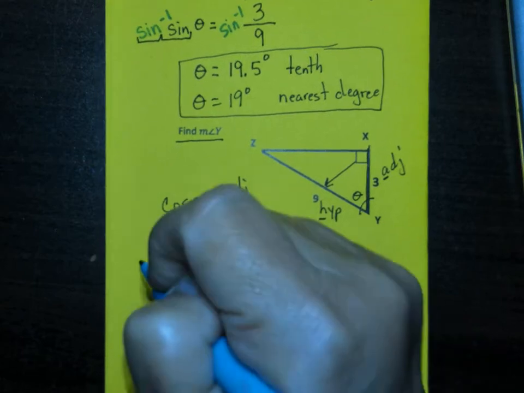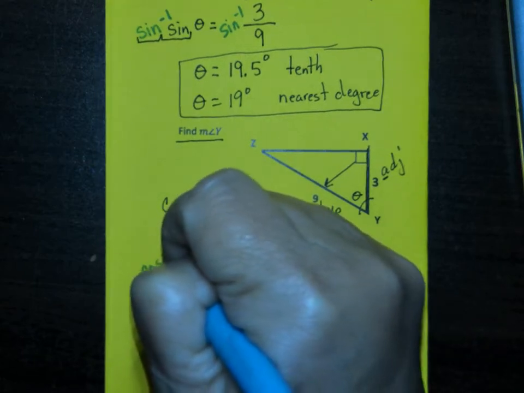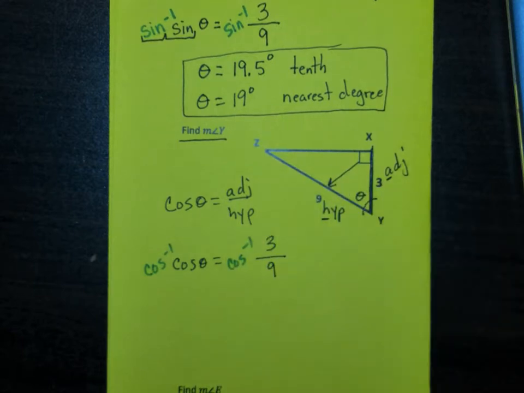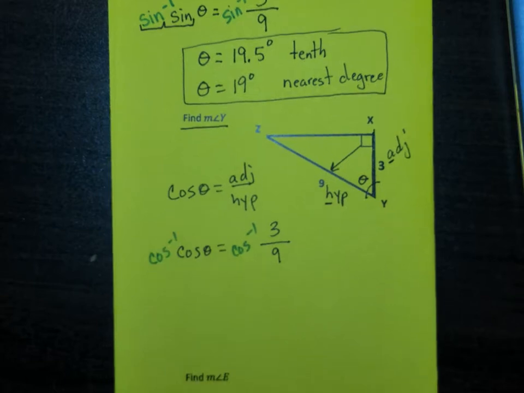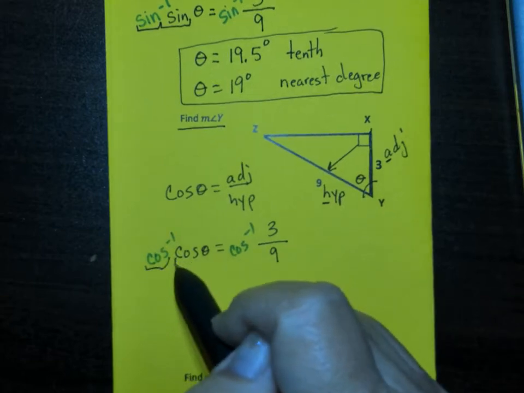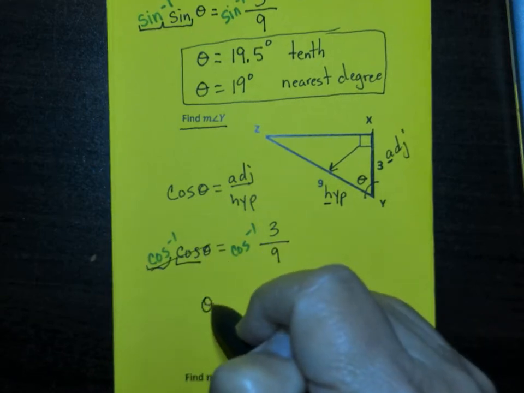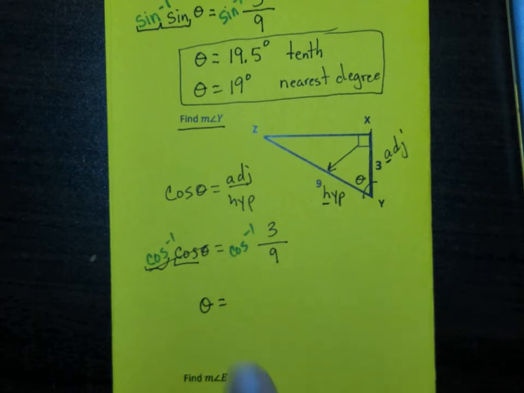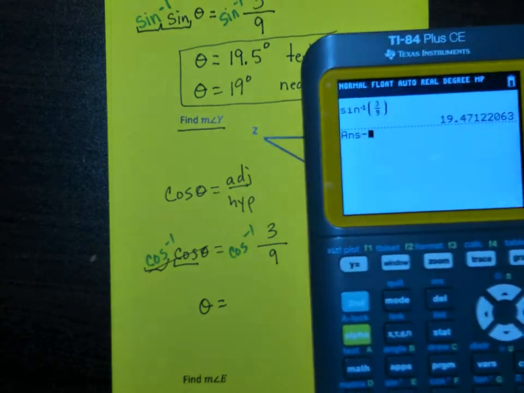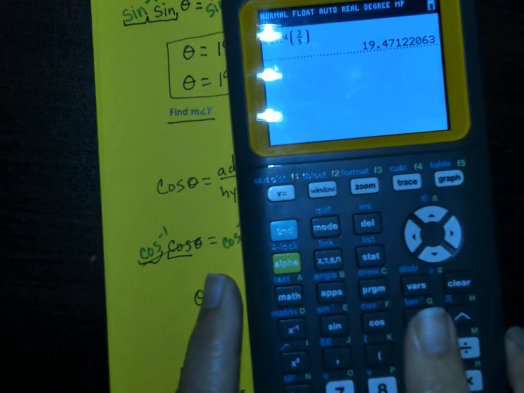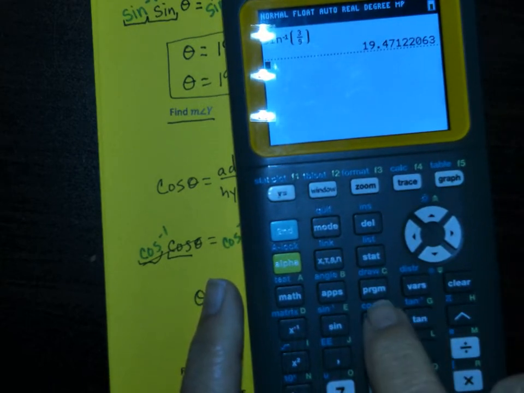If I want to know what theta is, I have to do inverse cosine on the left and inverse cosine on the right. The inverse cosine and the cosine, they undo each other, and the theta comes down all alone. Once your variable is alone, that's when it's time to get your calculator. So I want inverse cosine. Inverse cosine is in blue on top of cosine.